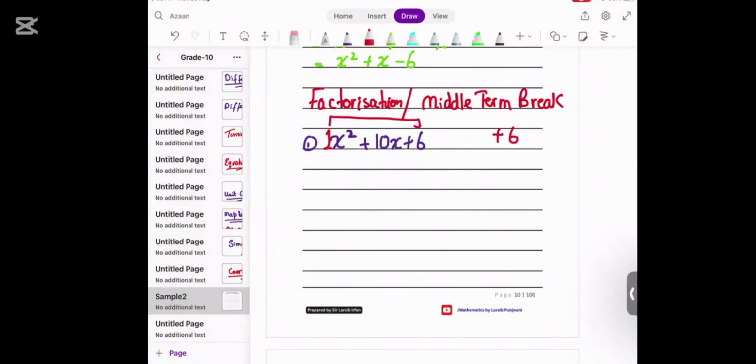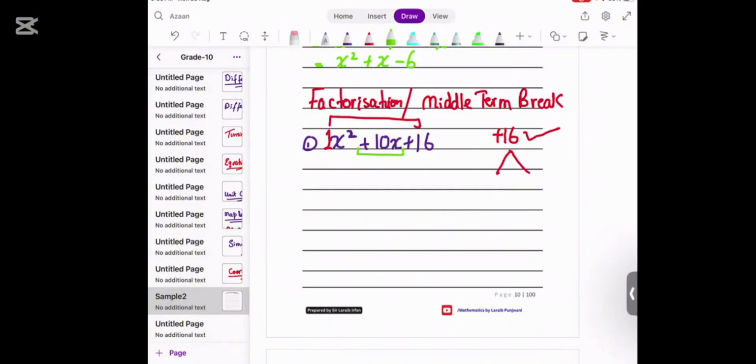Okay, this is 16, sorry. This is 16, not 6. So 1 multiplied by 16 will be 16. So we got positive 16. Now I have to identify the two numbers which, when I multiply, I will get positive 16, and when I add or subtract the same numbers, I will get the middle value, that is positive 10x.